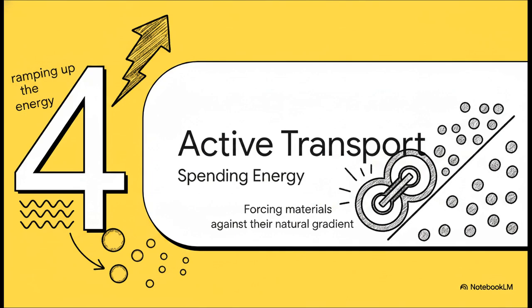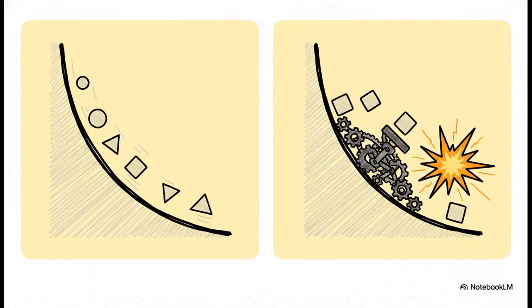Which brings us to Section 4, Active Transport and Pumps, Spending Energy to Fight the Tide. We really need to draw a hard line between these two concepts. Passive transport requires absolutely no energy. Molecules just naturally drift down their concentration gradient, totally effortless, like a raft smoothly floating down a river. But active transport is the exact opposite. You've got to pay to play.